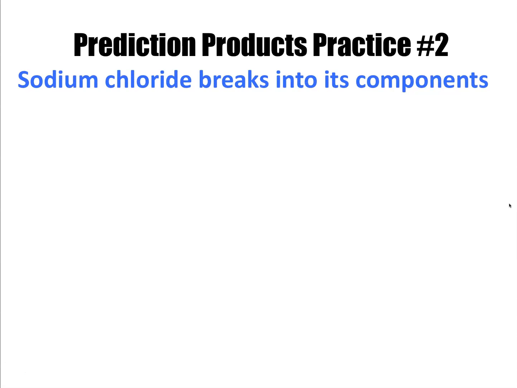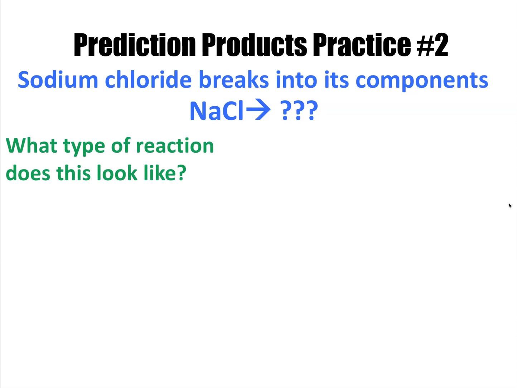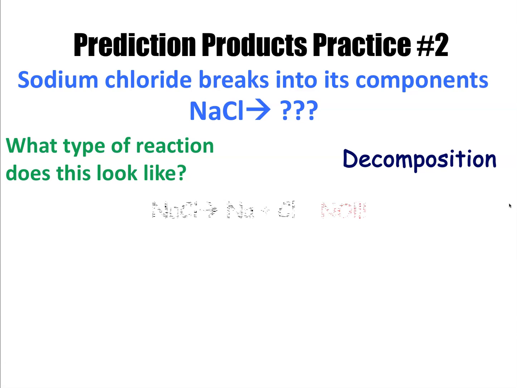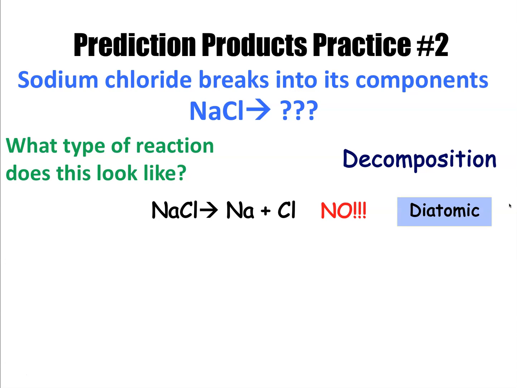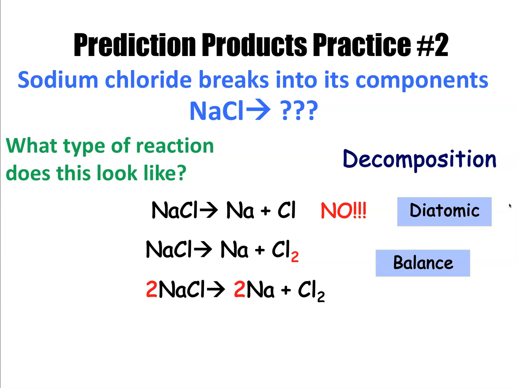Number 2, sodium chloride breaks into its components. Okay. So sodium chloride, arrow goes to something. What type of reaction does this look like? Well, something breaking apart. Got to be decomposition. Simple enough. So I get this, but hopefully you see a problem. The problem is we have a diatomic. Horses need oats for clear brown eyes. Got to put a 2 there. Now it's written correctly. Now I balance it, and then I'm finally done. Questions on this one? Okay.